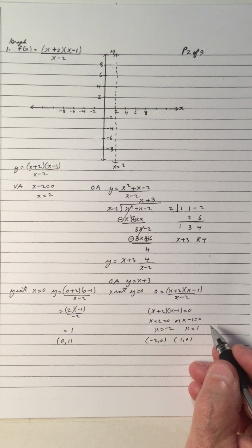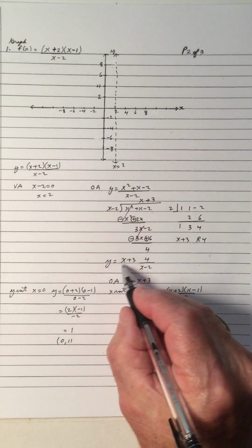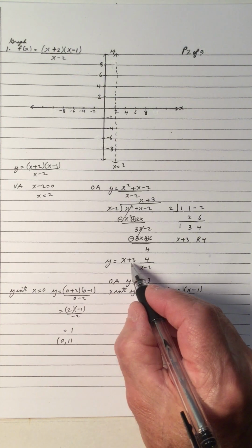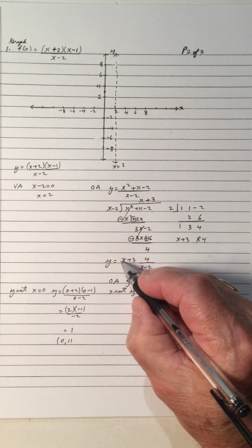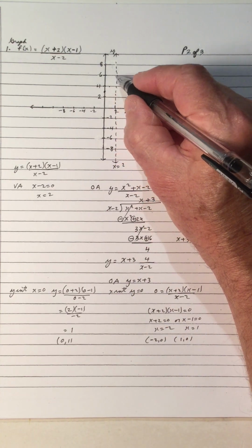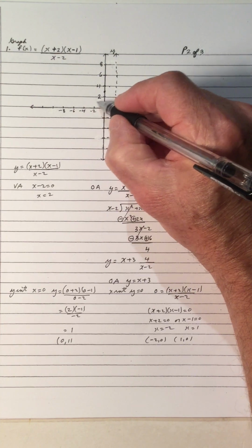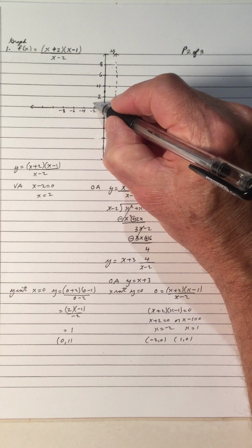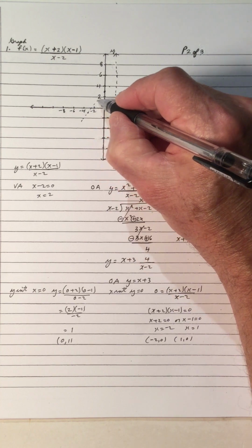So let's plot some of these and let's see what we have. Let's plot the asymptote. The asymptote is y equals x plus 3, so the y-intercept is 3, which is right here. And the slope is 1 over 1, so we rise 1, run 1, rise 1, run 1. So this is the asymptote. And we go down 1, right 1, down 1, right 1, down 1, right 1.